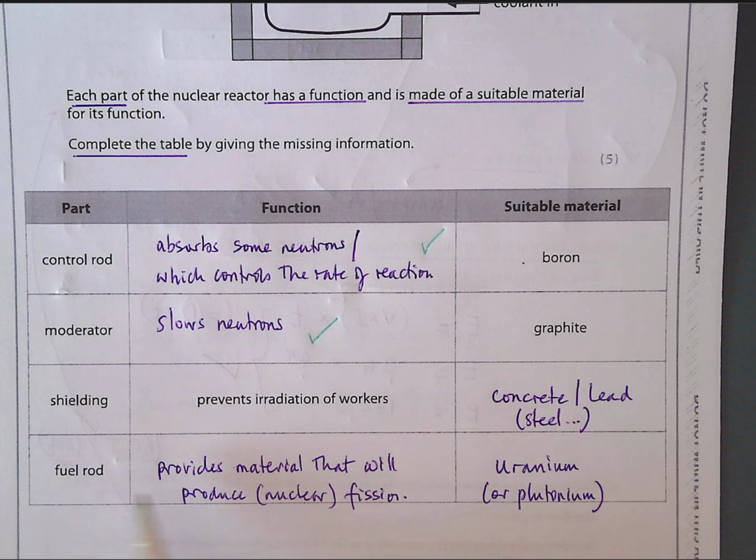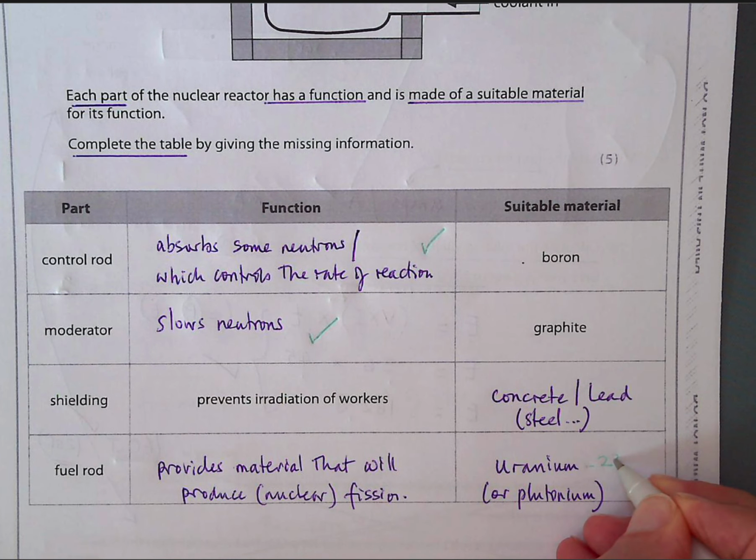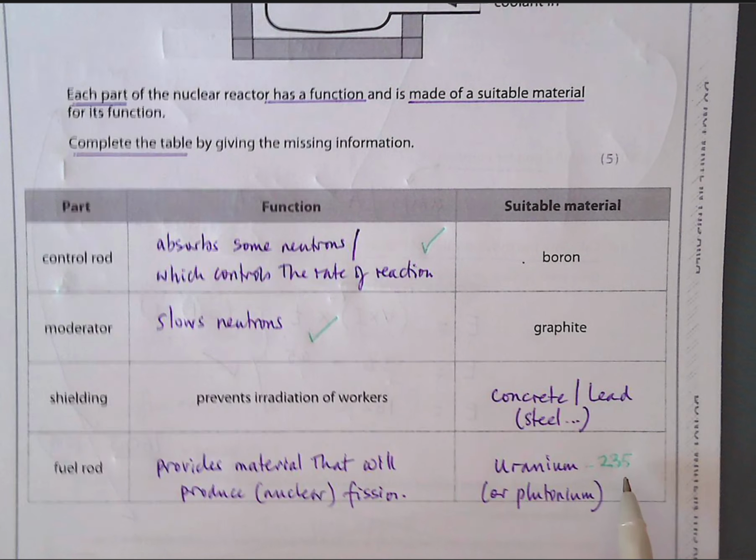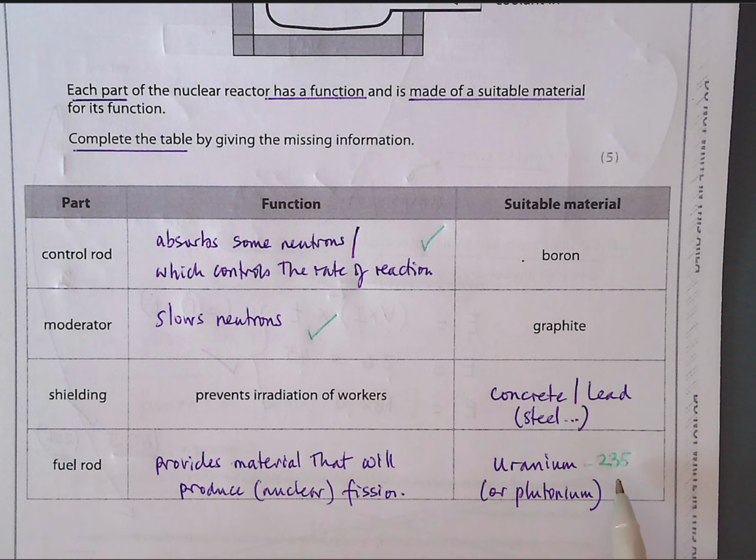Okay, and then the fuel rod. Fuel rod is where the fuel is. Well, in this case, the fuel is uranium normally, and it's uranium-235. As long as you got uranium, or plutonium, which is man-made, you can have plutonium reactors as well. The one that we've used with students to explain this process is uranium-235. As long as you got uranium or plutonium, they'll give you the mark for the fuel.